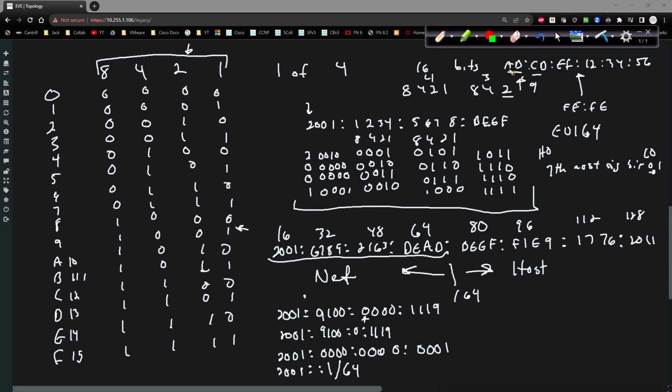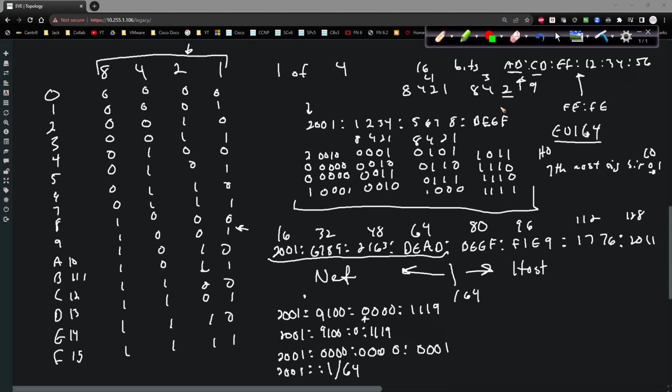Now, the concept of that is to indicate whether it was universally or locally assigned. If you are using EUI-64, automatically assume that the 7th bit is going to be turned to 0. Therefore, it would be set to 0.